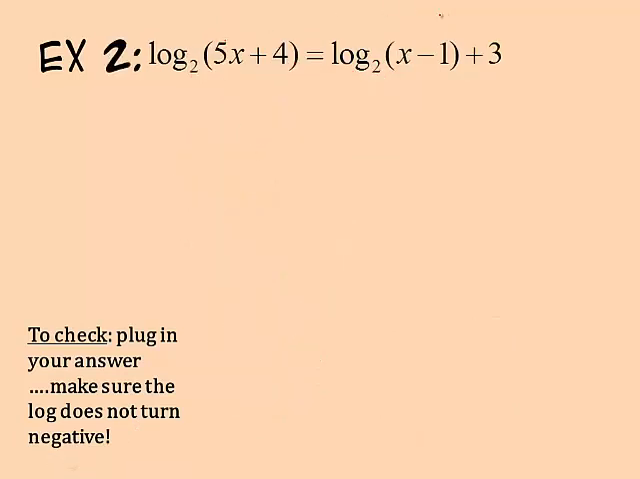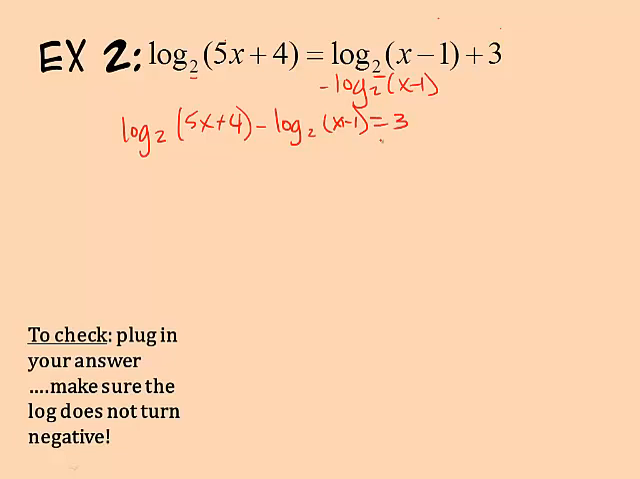Let's try another one. 3 terms again. 1, 2, 3. But notice they're on different sides of the equal sign. They have the same base, so if they were on the same side, I could condense them using one of my properties. So I'm going to subtract this logarithm over here on the right so that I can get them all on the same side. So I now have log base 2 of 5x plus 4, minus log base 2 of x minus 1 equals 3. Now, since they have the same base, I can condense this using the quotient rule because there's a minus sign there. So 5x plus 4 over x minus 1 equals 3.